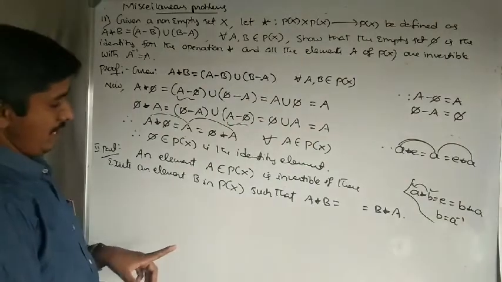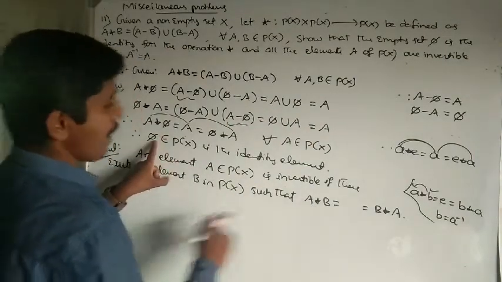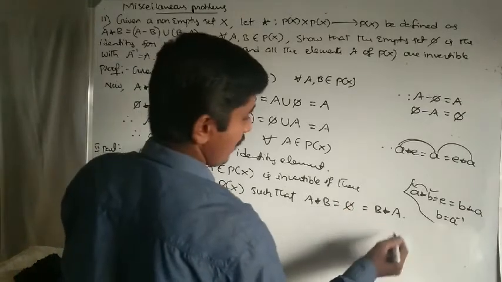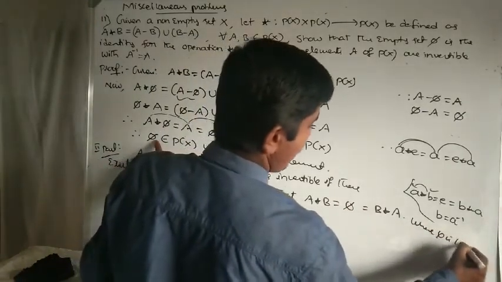Inverse definition, here also same. A star B equals the identity element. Here which is the identity element? Pi is the identity element. Right. Where pi is the identity element.